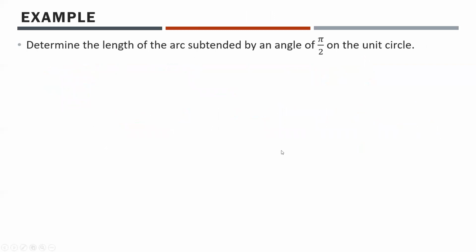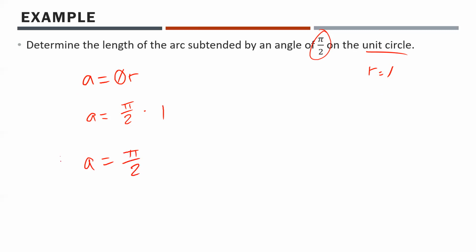So for an example, determine the length of the arc subtended by an angle of pi over 2 on the unit circle. This kind of goes in relation to exactly what I was just saying. You can use your formula if you really want to go crazy with this. A equals theta r. We're looking for A. We know theta is pi over 2. That is in radians, so that's good. And it's a unit circle, so r is 1. Well, clearly then, A equals pi over 2 times 1, or in other words, A is pi over 2. That's it. That's all that question was asking.